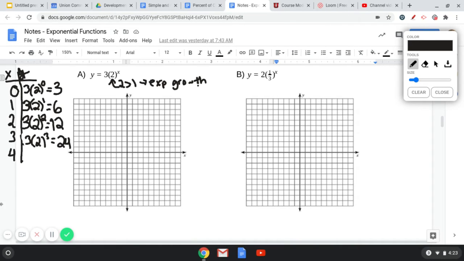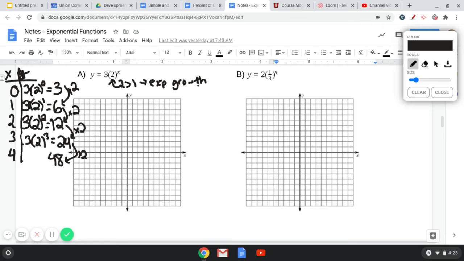You might be noticing a pattern with all these y values. See, 3 to 6, we multiply by 2. From 6 to 12, we multiply by 2. From 12 to 24, we multiply by 2. How about to get to this one? We're going to multiply by 2 as well. It's a pattern. So this one will be 24 times 2, which is 48.